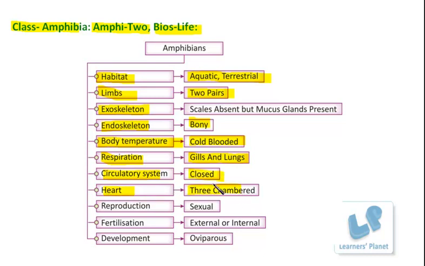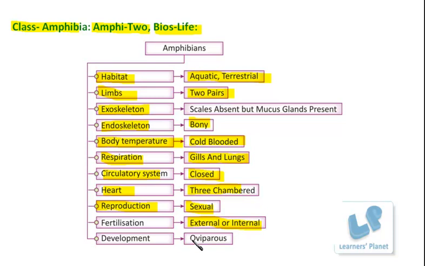That means they have two auricles and a single ventricle. And of course they have oxygenated and deoxygenated blood, which is circulated in the body with the help of the blood vessels. Reproduction in these organisms is of course sexual, and fertilization can be either external or internal, depending on the type of organism.